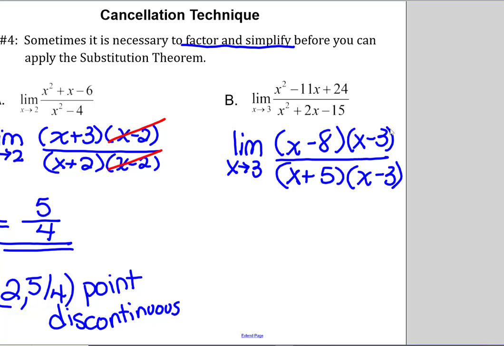We can definitely remove the x minus 3 factors and then use direct substitution. 3 minus 8 is -5, and 3 plus 5 is 8. So the limit at 3 is negative 5/8. We had a removable discontinuity.